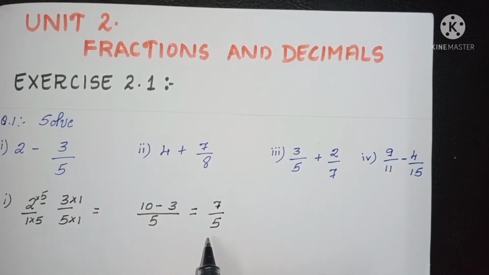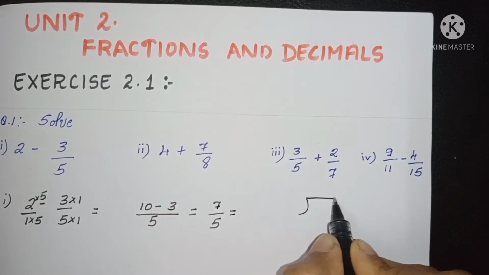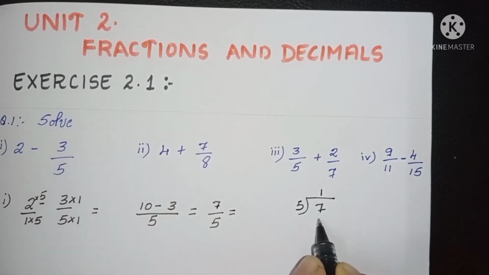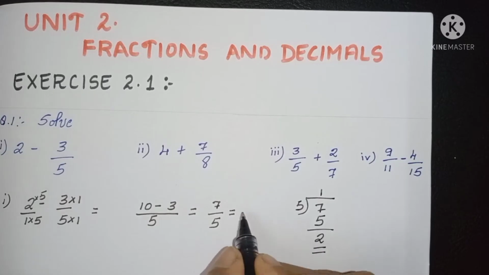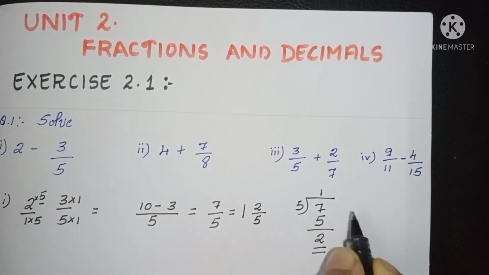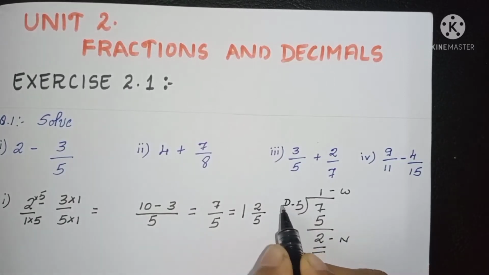7 by 5 is an improper fraction. So we have to convert this into a mixed fraction, that is by the division method. 5 ones are 5. When you subtract 7 minus 5, you will get 2. So we can write it as 1 2 by 5. 1 is the whole number, 2 is the numerator, and 5 is the denominator.